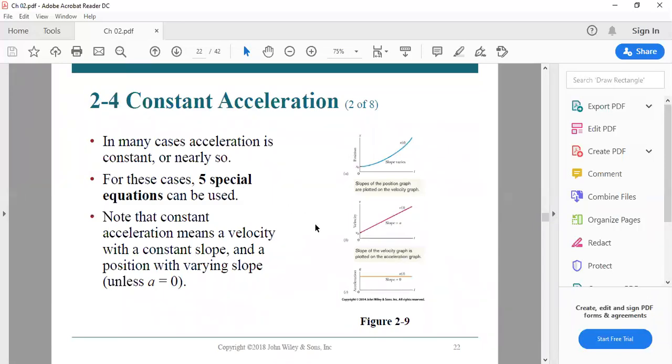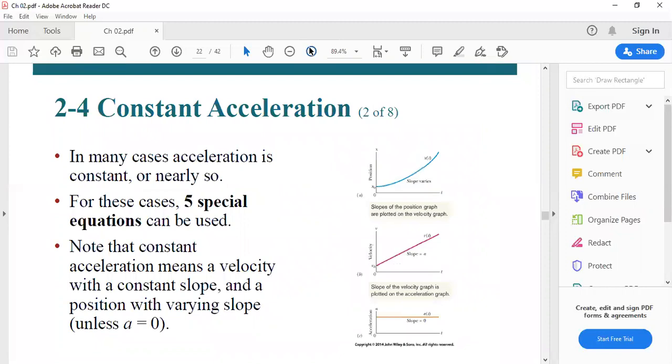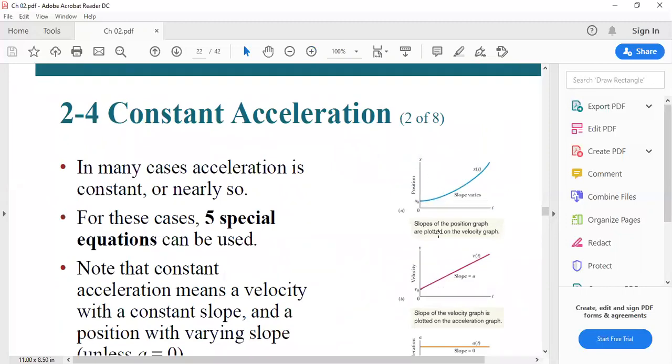In many cases, acceleration is constant or pretty close to it, and that helps as far as some of our models are concerned, at least in elementary physics. So for these cases, we're going to use 5 special equations. Now, note that constant acceleration means a velocity with a constant slope and a position with a varying slope. So in other words, if you look at these particular graphs, position with respect to time, slopes of the position graph are plotted on the velocity graph.